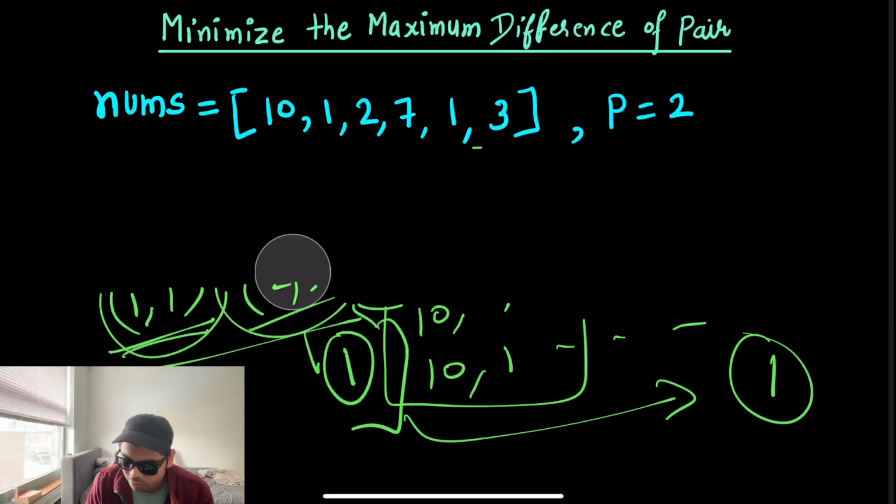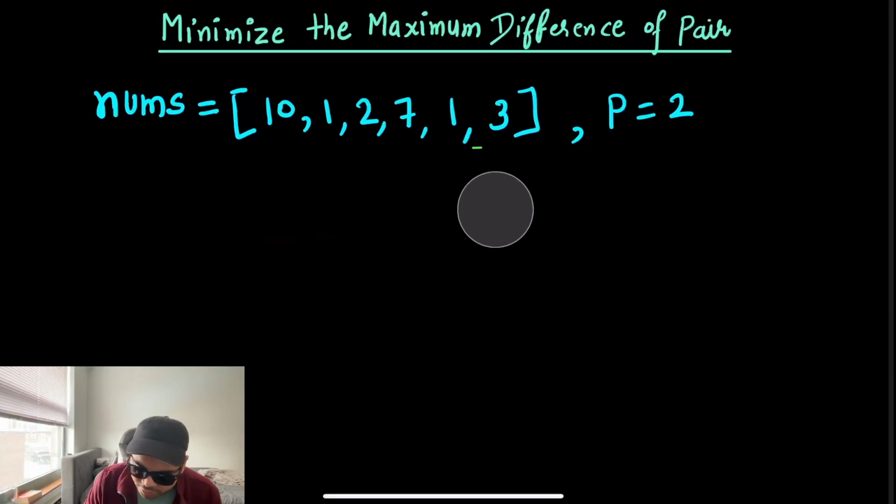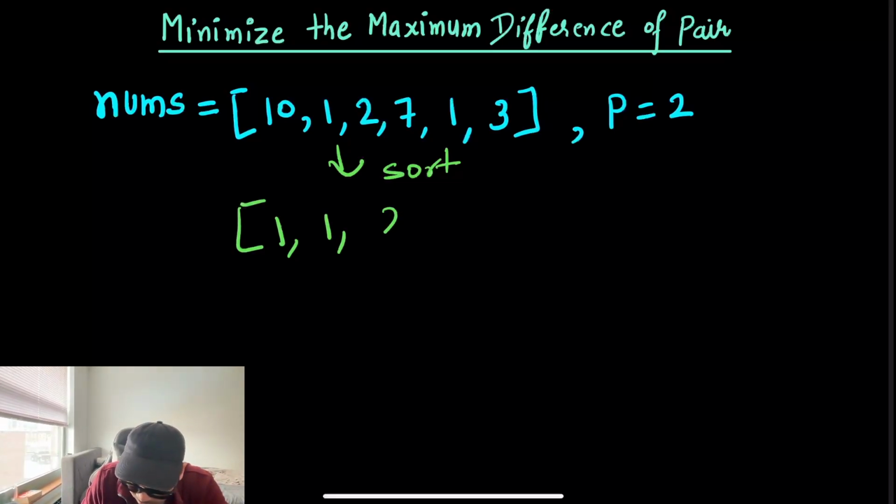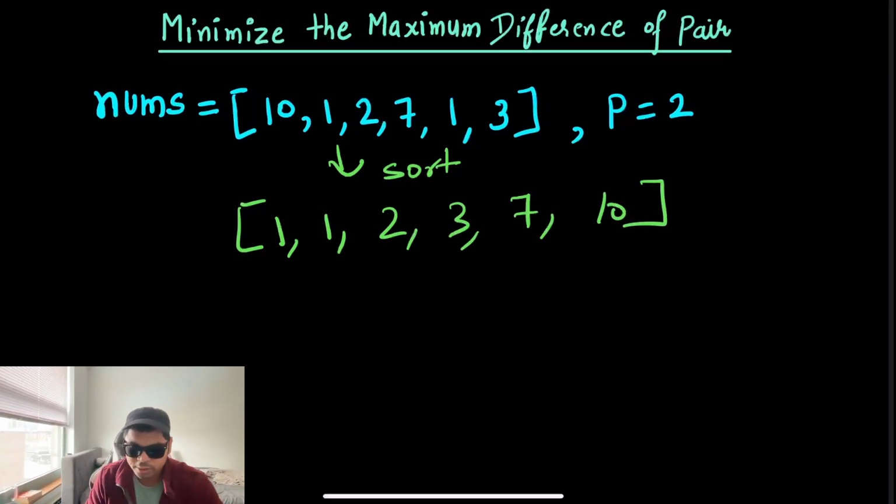Okay, how should we do it? If you see over here, I guess what would make most sense to find the reference, minimum difference, would be by sorting these elements. Okay, let's sort these elements first. So we sort these elements, and I would get 1, 1, 2, 3, 7 and 10 after sorting these elements.